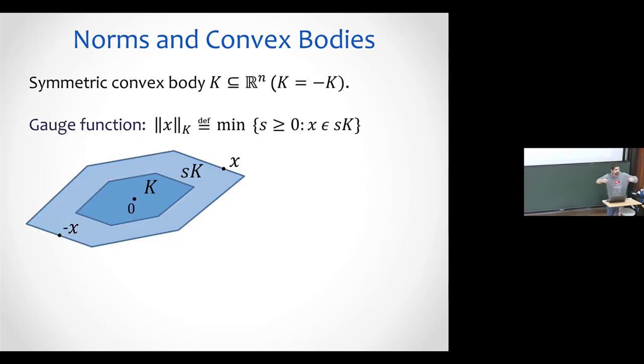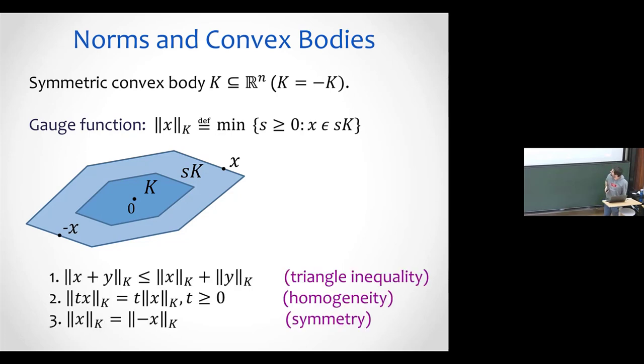And the way you think of a norm is just: the norm of a vector is how much I need to scale the body until the point is just on the boundary. Okay? And this view is equivalent to having all of these nice properties: triangle inequality, homogeneity, symmetry, etc.